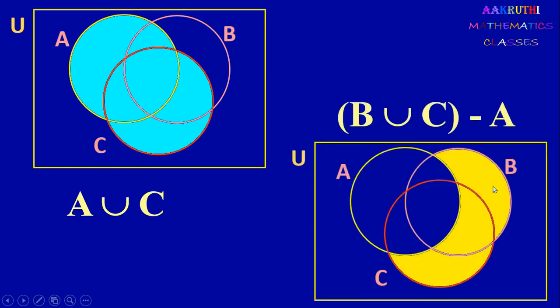Now what is this? Here the A circle is not included and all other parts are included. This is B and C together but not from A. So therefore this is the same as B union C minus A. You have to subtract the A part from B union C. So this is the same as B union C minus A.